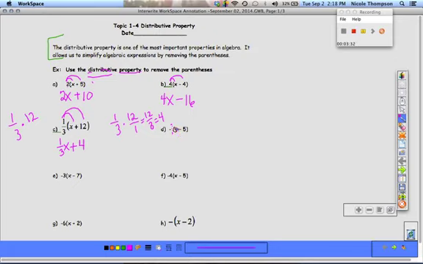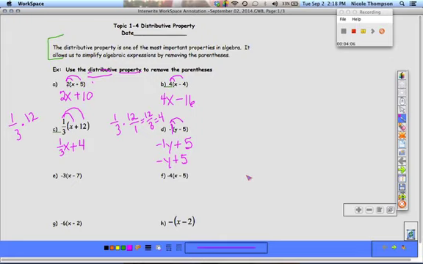Negative 1 times negative 5 is not negative, it's actually going to be positive 5. And if you wanted to write it in a more simplified way, you could actually write it without the 1 because the 1 is invisible. On part E, notice that you're not only distributing a 3, you're also distributing the negative that's in front of it. So let's take negative 3 times x, which is negative 3x. Negative 3 times negative 7 is positive 21.